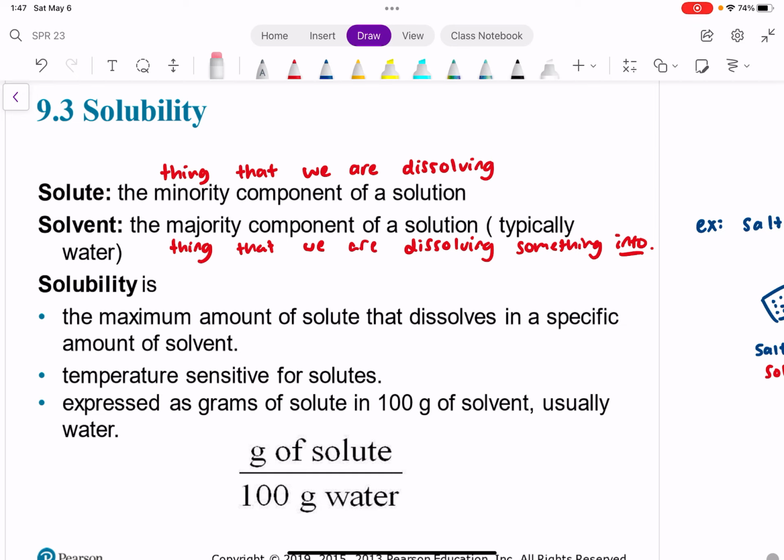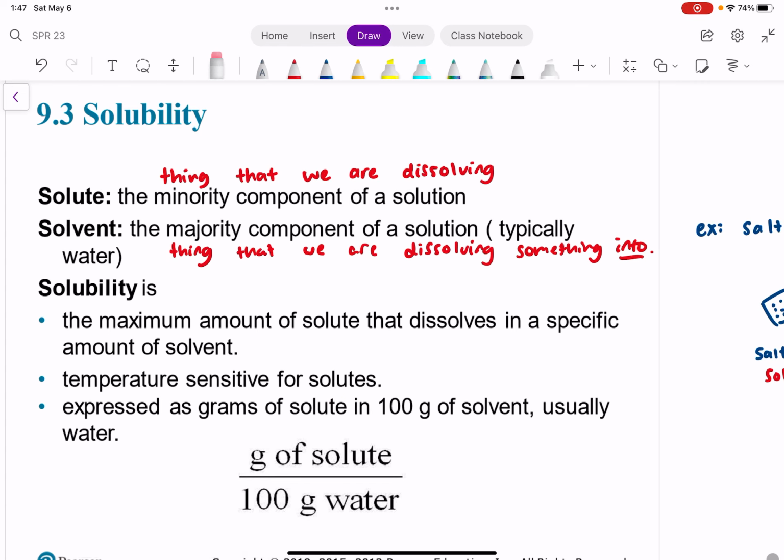Solubility is temperature sensitive for solutes. So that just means that the temperature of your solution determines how much of your solute actually dissolves, how much of your thing that we're dissolving will actually dissolve. And its solubility is also expressed as grams of your solute in 100 grams of your solvent. Your solvent's usually water, so in this case we represent it just as grams of solute over 100 grams of water. Okay? And that's just the convention, that's just how it's represented.